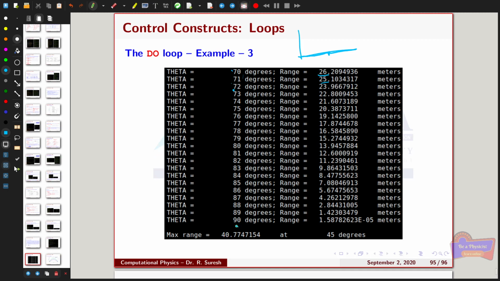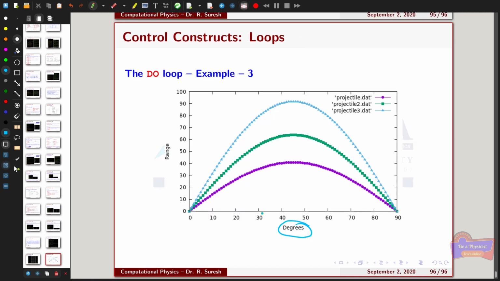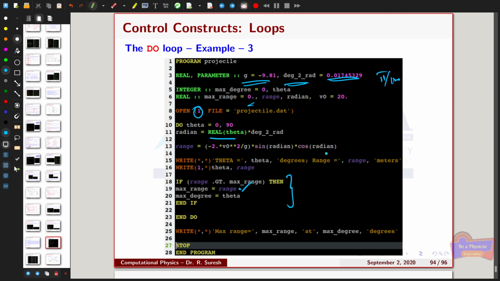You can see the maximum range of 40.77 meters is reached when the degree is 45. You already know that when the projectile is projected in space at a 45-degree angle, it will reach the maximum value. You can see the corresponding 45 degrees here, which has the maximum value. All other angles will have a smaller range. So this program will execute, calculate the corresponding range of the projectile, and specify the range.